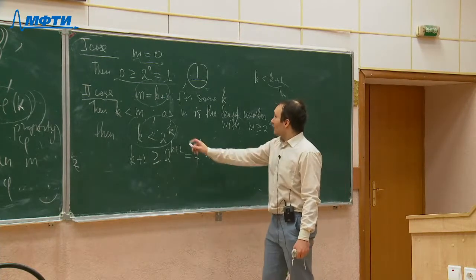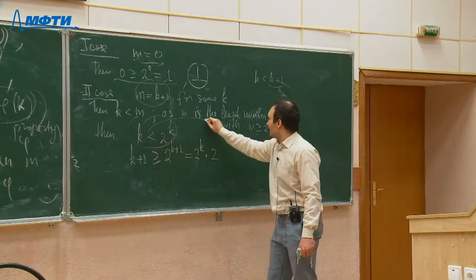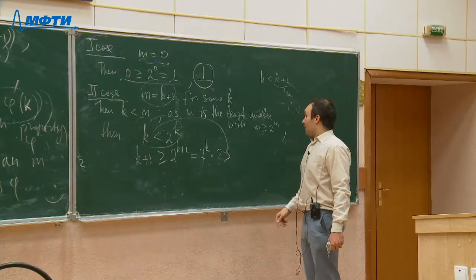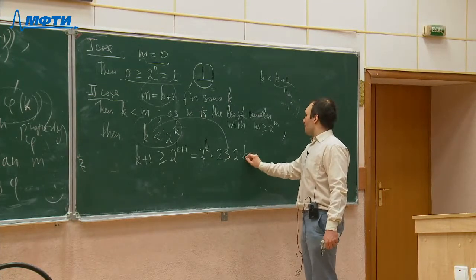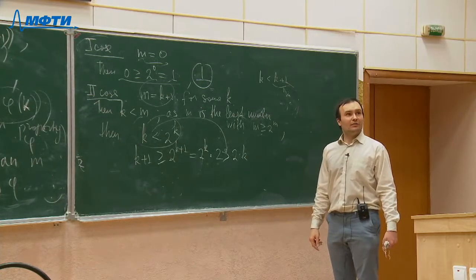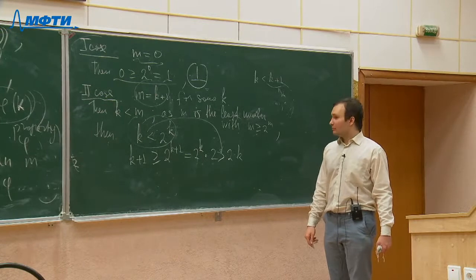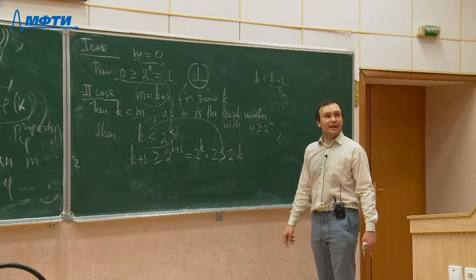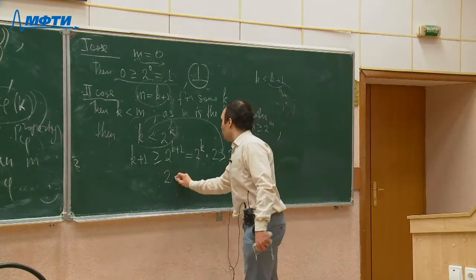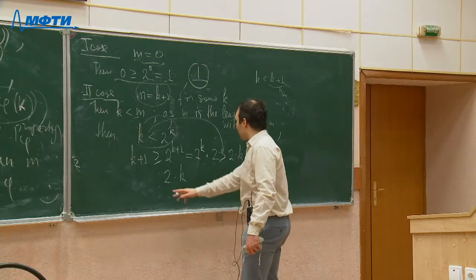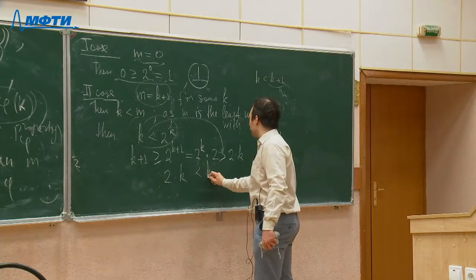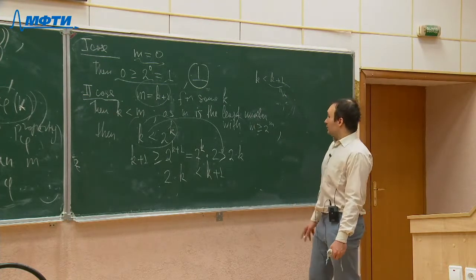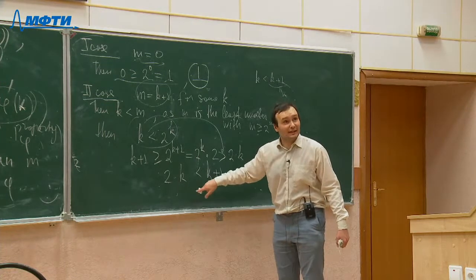But 2 to the power k is greater than k. That means that this right-hand side is greater than 2 multiplied by k. Is it clear? So I see that k plus 1 is greater than 2 multiplied by k, twice k is less than k plus 1. But what's possible? I can subtract k from both sides.